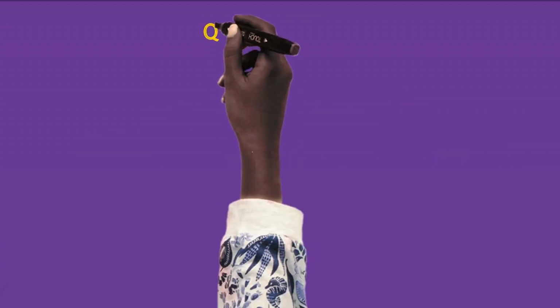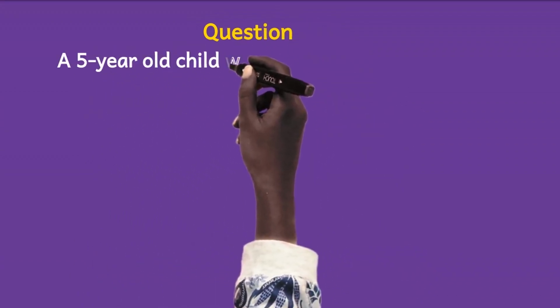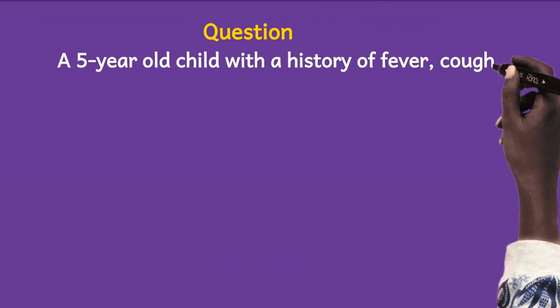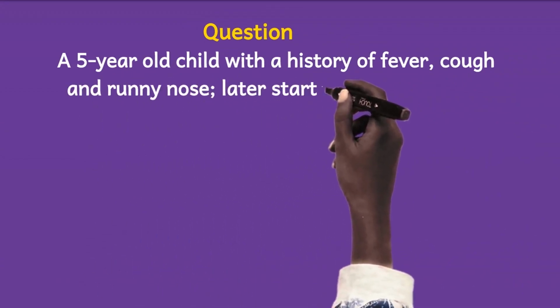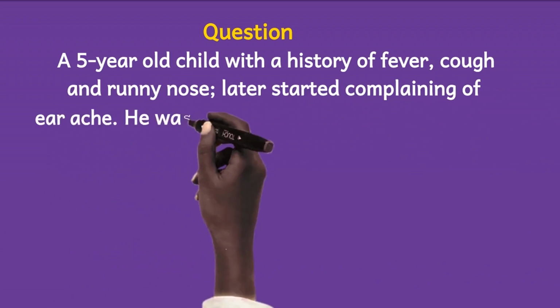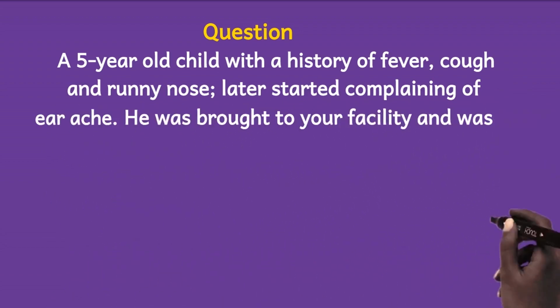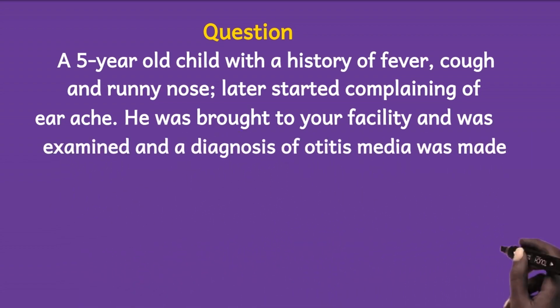Alright, and so today's clinical case is a past GMDC exam question, and it reads: a 5-year-old child with a history of fever, cough, and runny nose later started complaining of earache. He was brought to your facility and was examined, and a diagnosis of acute otitis media was made. Now, there were 4 questions for this clinical case.